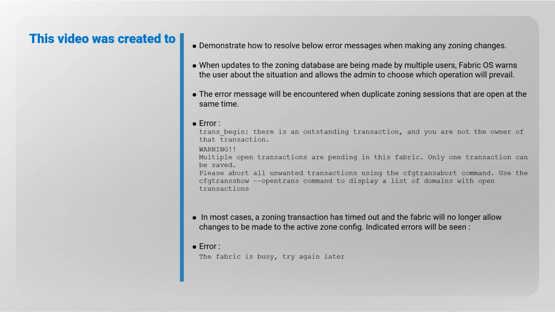When updates to the zoning database are being made by multiple users, Fabric OS warns the user about the situation and allows the admin to choose which operation will prevail. The error message will be encountered when duplicate zoning sessions are open at the same time. In most cases, a zoning transaction has timed out and the fabric will no longer allow changes to be made to the active zone config. Indicated errors will be seen.